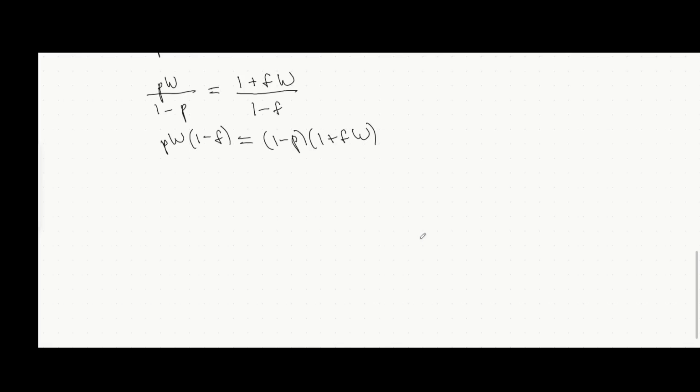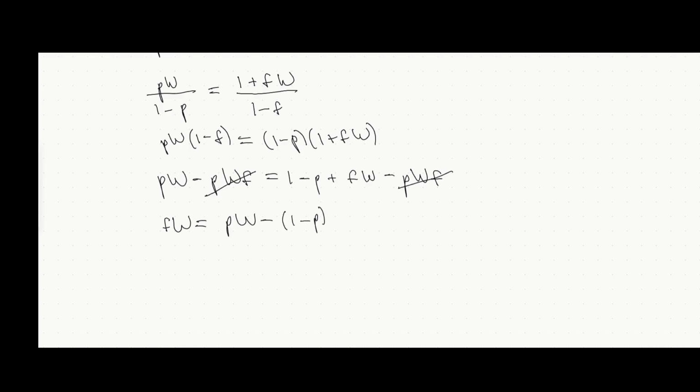And now let's distribute. Okay, so now we see that we have minus pWf on both sides. We can cancel that. And so all we have is one term with f. So we'll isolate that term. So we have pW - (1 - p), leaving it in that form because we can see that the formula now jumps right out at us. And instead of writing 1 - p, we could leave it like that because 1 - p represents the probability of losing, which we could instead write as q if we like.